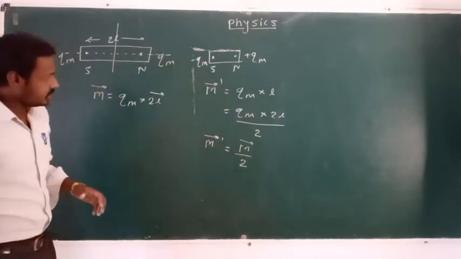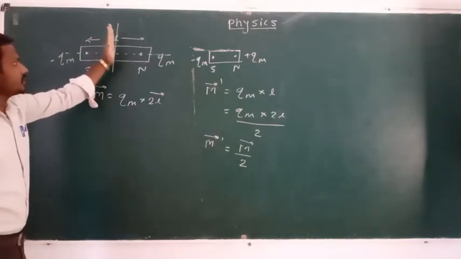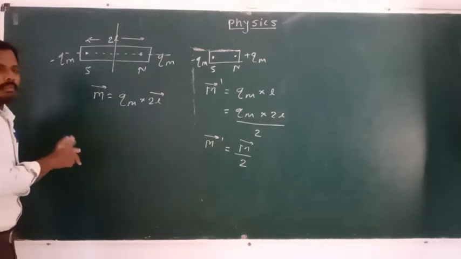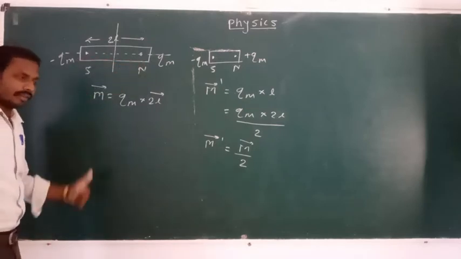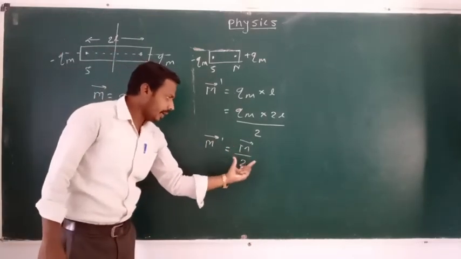Okay, it implies that when we cut the magnet at the center perpendicular to the length, the pole strength remains the same, but its length divides into two equal parts. For that reason the dipole moment becomes m divided by 2.